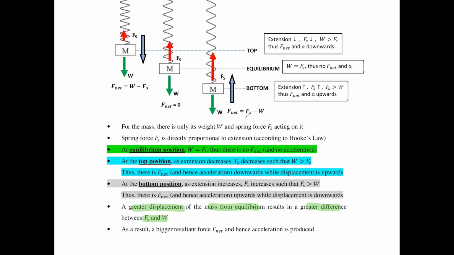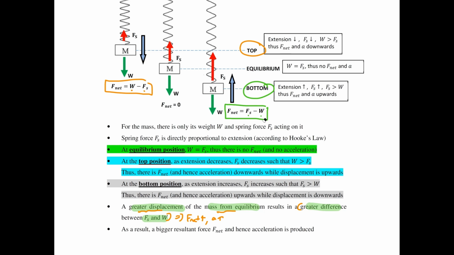So if you look at your bottom position now, your net force is actually spring force minus weight, spring force being the larger one, the weight being the smaller one. And then if you look at your top position, your net force is weight minus your spring force, weight being the larger one, spring force being the smaller one. So if you have a greater displacement from equilibrium position, this will result in a greater difference between your Fs and your W, which in turn means higher net force, which would mean a higher acceleration.